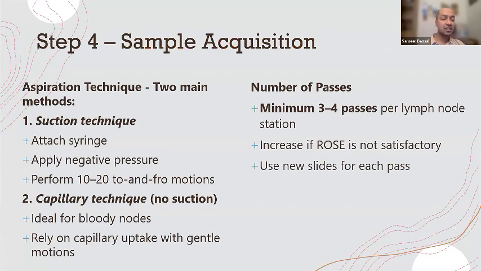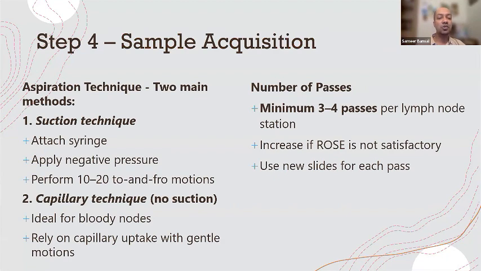So once we have done this, we have punctured the node. How do we actually acquire a sample? Typically, two methods. It's either the suction technique or the capillary technique. Suction is when you attach, as we showed earlier, a syringe over there with negative pressure. You can apply a 20 cc or 50 cc syringe, applying pressure of anywhere from -10 to -20. Generally, that is what is used.